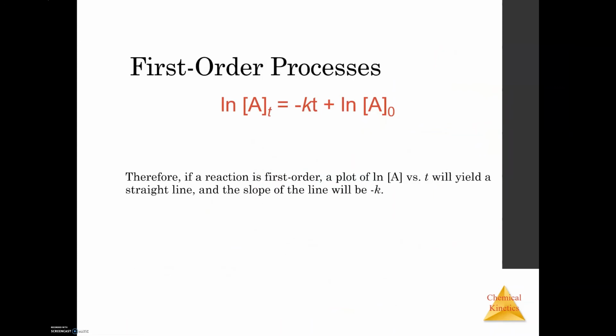So if a reaction is first order, a plot of natural log of A versus time will yield a straight line. And the slope of this line will be equal to negative k, because if you notice, the slope, y equals mx plus b, here you're going to get a negative slope, and that negative slope is representing the rate constant. So ideally, what you get from the graph, you can determine, first of all, whether it's first or second order, and second, you can determine the rate constant from the slope of that best fit line.